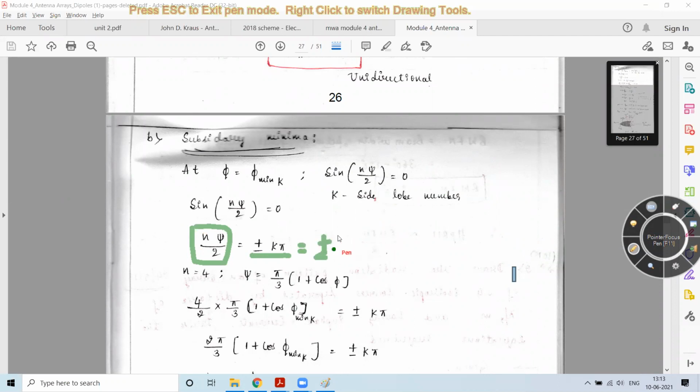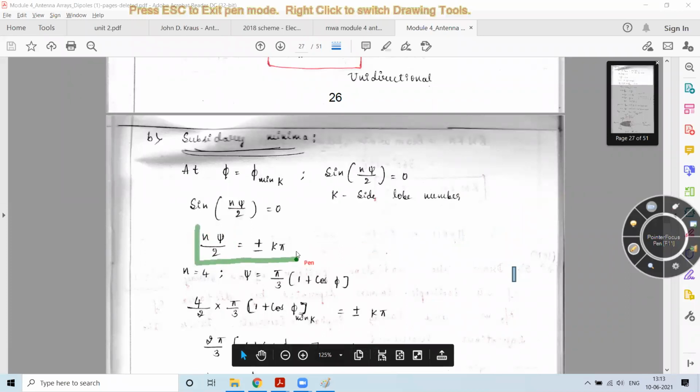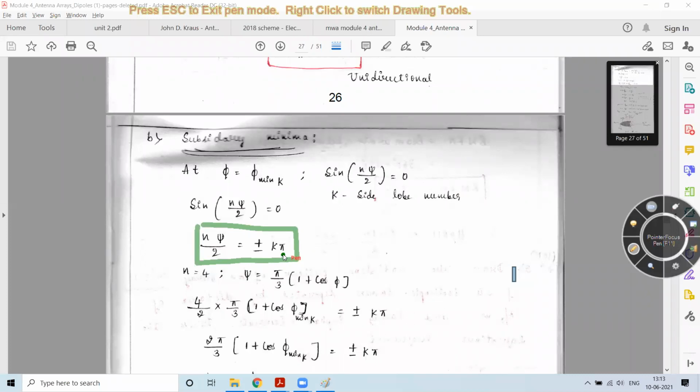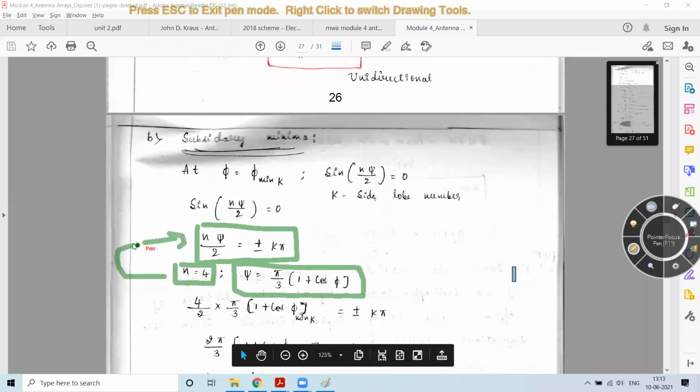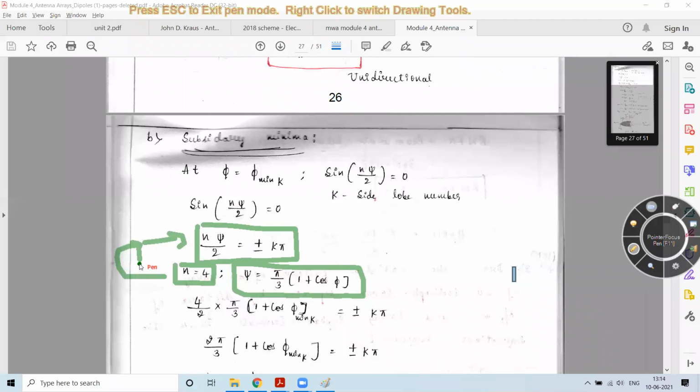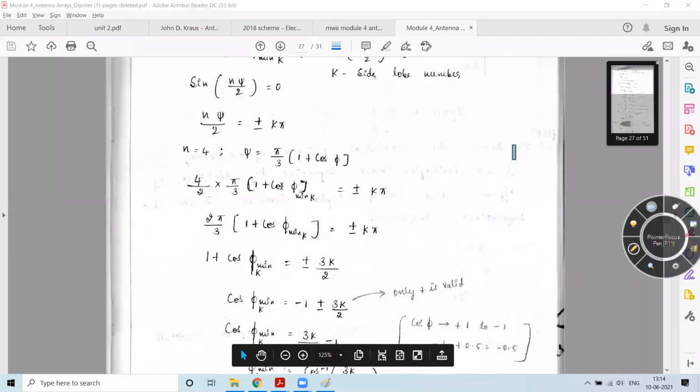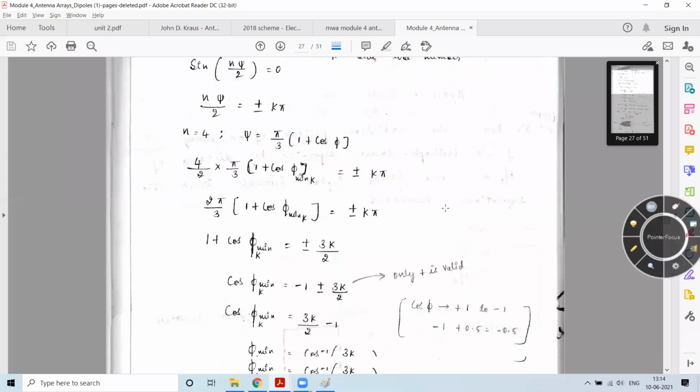So therefore, in general, we can write it as plus minus k into pi in terms of radians, where k is equal to 0, 1, 2, and it can continue. When it is 0, it will be just a 0 value. Then when it is 1, it will be plus minus pi radians, or plus minus 180 degrees. When it is 2, it is plus minus 2 pi, or plus minus 360 degrees. So now we are getting this value for n psi by 2, which is equal to plus minus k into pi. Now we know that n is equal to 4 and psi is equal to pi by 3 into 1 plus cos phi. So substitute that in this equation, and simplify it for the phi value, which is present over here.